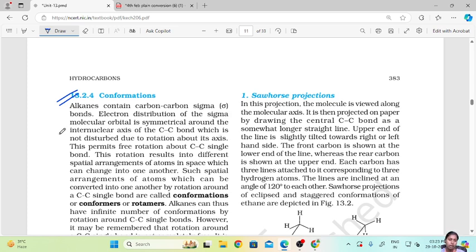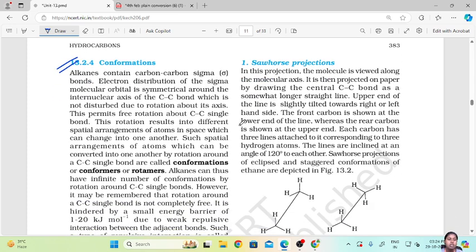So the electron distribution of the sigma molecular orbital is symmetrical, right? Sigma means you are sharing the electrons. So both the atoms will have an equal share of electrons. The internuclear axis of the carbon-carbon bond is not disturbed due to rotation about its axis. Now, this permits free rotation of the carbon-carbon single bond. So, this eventually permits you to rotate the carbon-carbon single bond in any form.